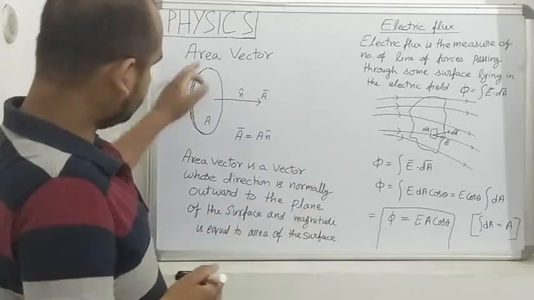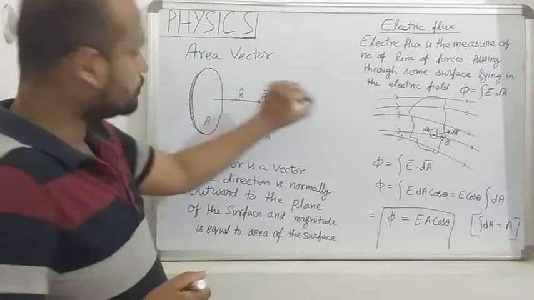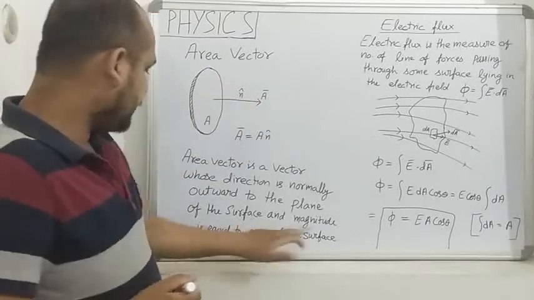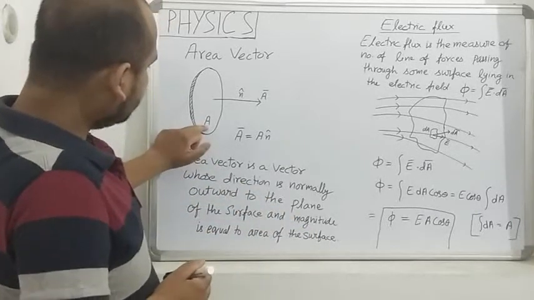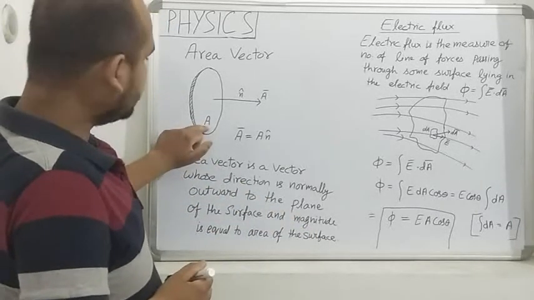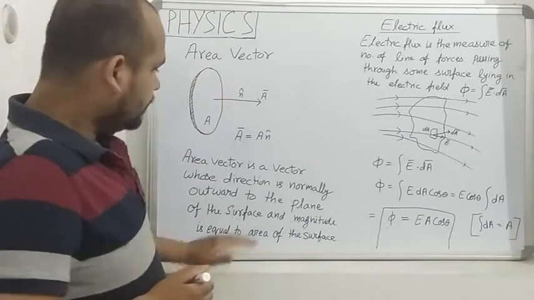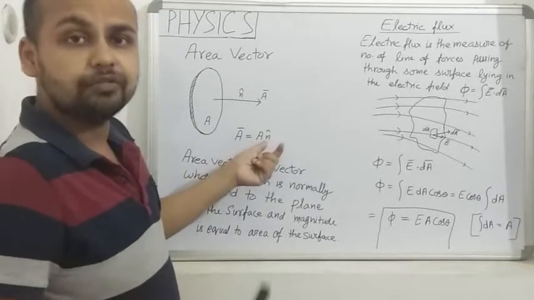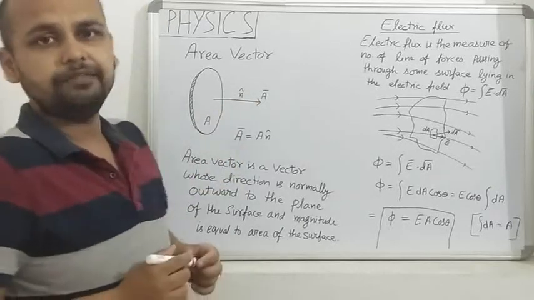So I hope now you have understood this, that a vector whose direction is normally outward to the plane of the surface. This is the surface, the plane was like this and direction is normally outward. That is denoted by n cap. And magnitude is equal to area of the surface. Here you can see that A is representing the area of this oval surface. So magnitude into direction, that will give us what? A vector A, that will be known as area vector.